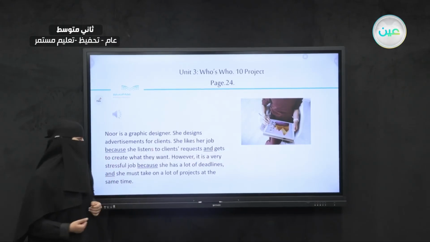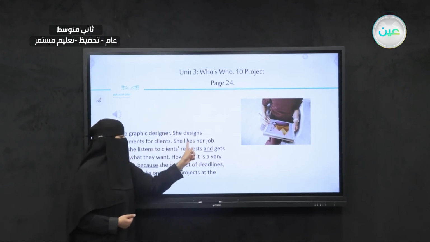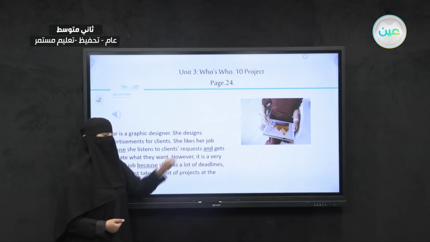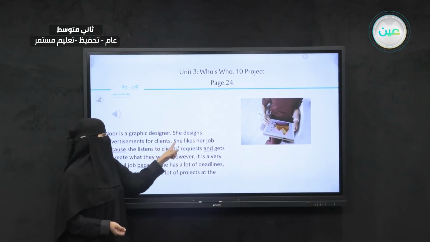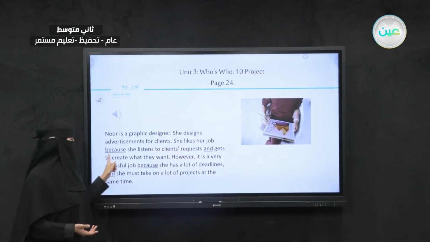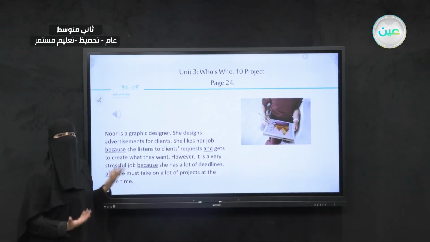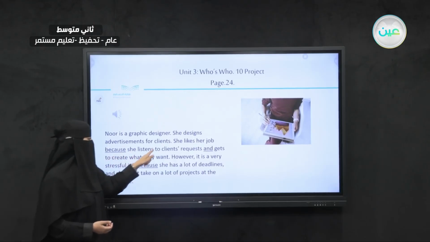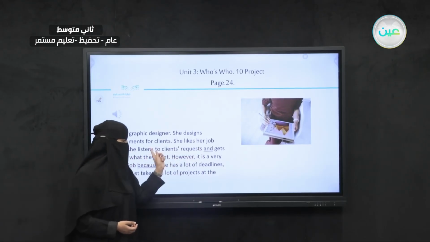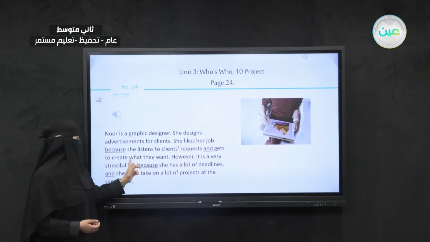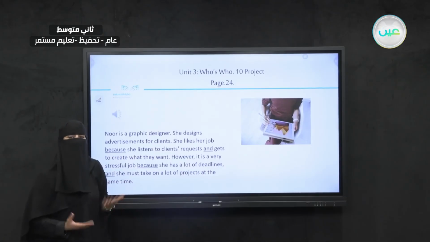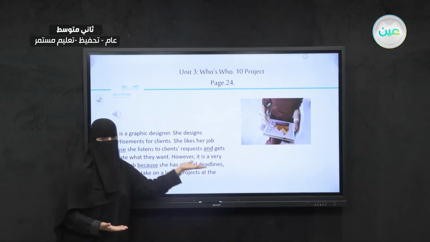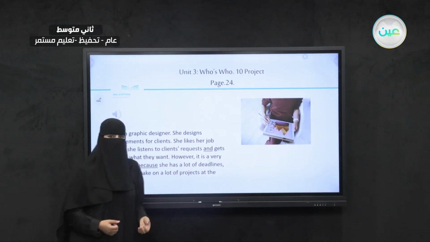This is the reason. She likes. See, we have the word like here, and we added the letter S to it because we're talking about Noor, only one girl. She likes her job, and the reason for that, we used the word because to give a reason. Because she listens to clients' requests, so this is the first thing, and she gets to create what they want. These are two reasons why she likes her job. She's listening to the requests and being creative in her job.